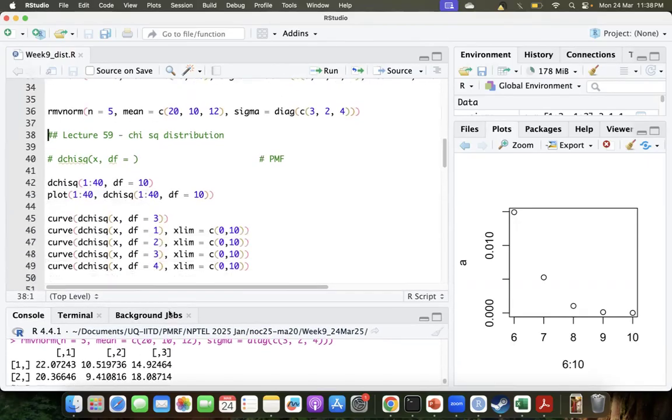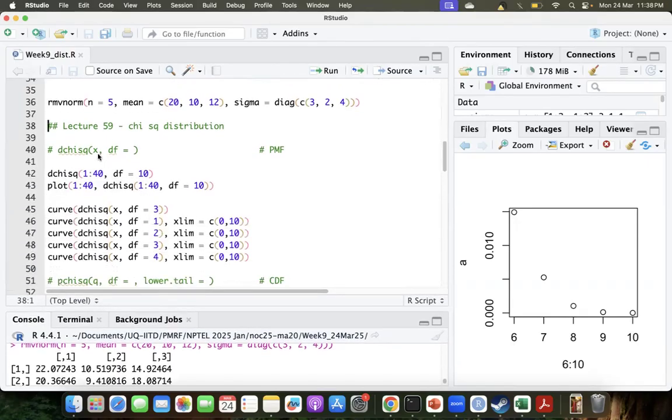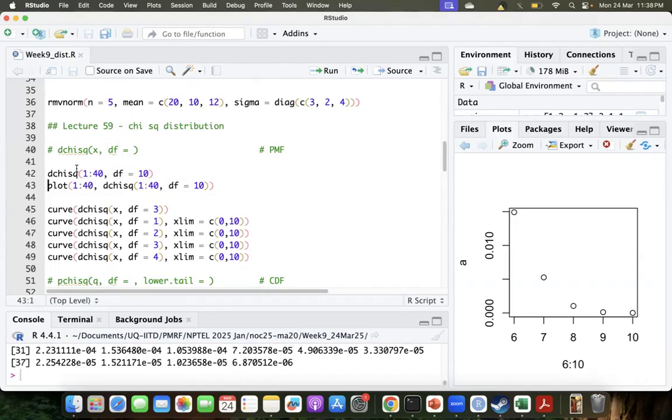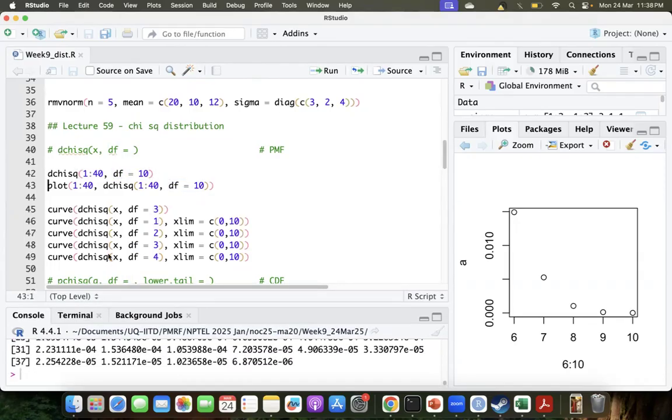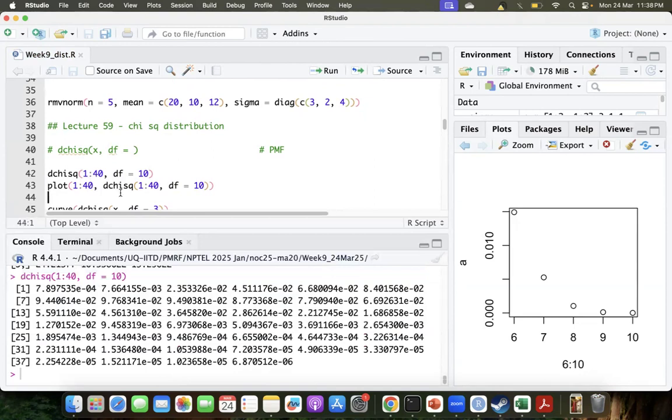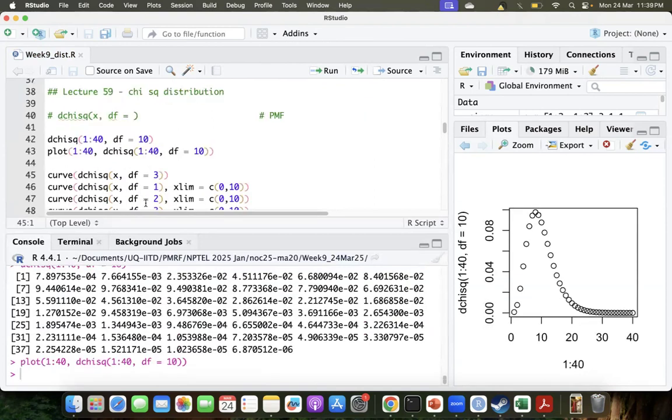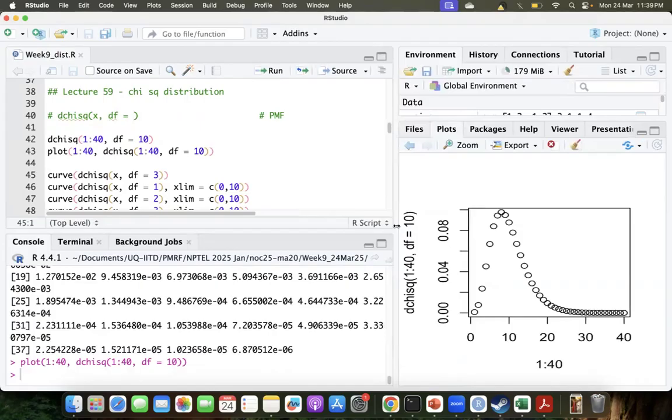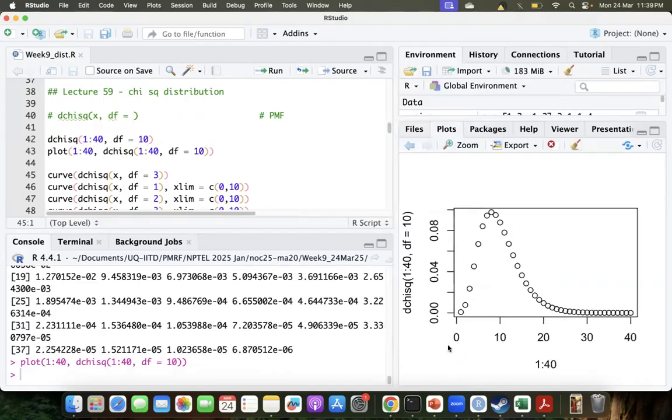Then again, chi-square distribution, same thing. The only thing now is for a certain set of values, you only need to provide the degrees of freedom. So you provide degrees of freedom, you will get as many outputs and you can plot that. So now here what you can see is that chi-square distribution, we saw that it is on the right side.